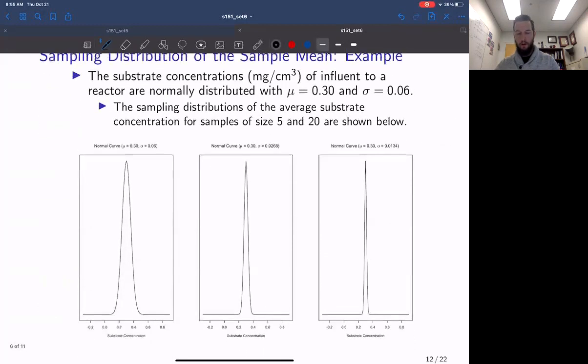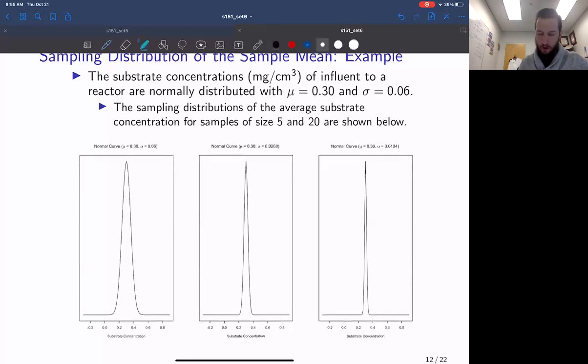Okay, on slide 12, the illustration here is meant to show us the same concept as what I sketched out on the previous slide. So we're revisiting our substrate concentrations of influent to a reactor. Our variable here is the substrate concentration. We are told in the question that the variable is normal and it has a mean of 0.3 and a standard deviation of 0.06. So we already know the population is normal.